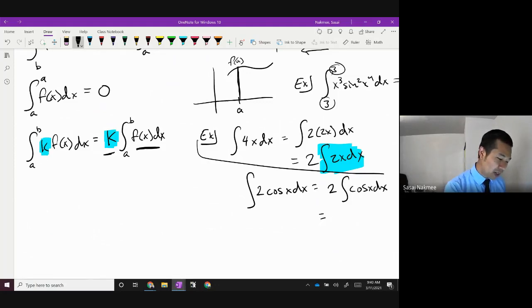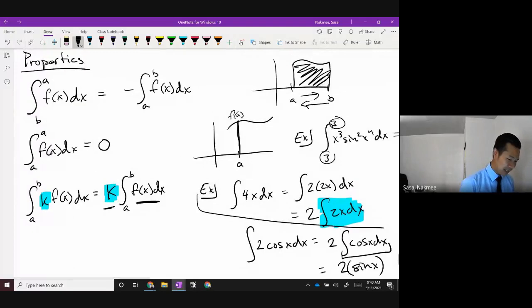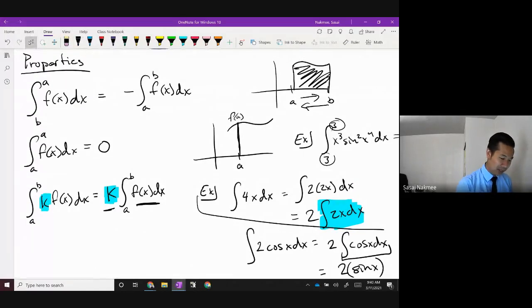So then this right here, the integral of 2 cosine x is the same thing as 2 times the integral of cosine x by itself. This guy right here is just going to be sine x times 2. See that? This is going to be multiplying with that right there. I think that's a better example. Sorry about that. That was not a good example. Whatever. Let's just pretend that didn't happen.